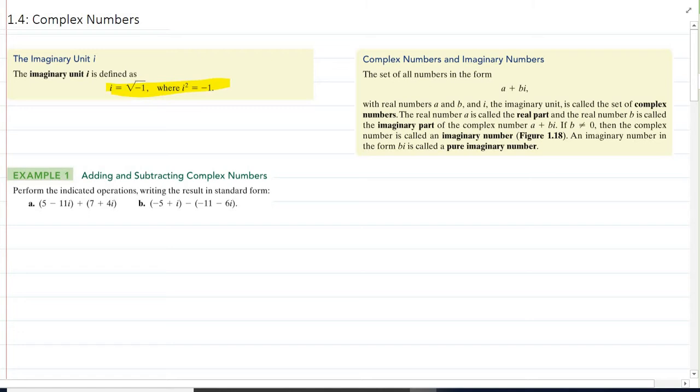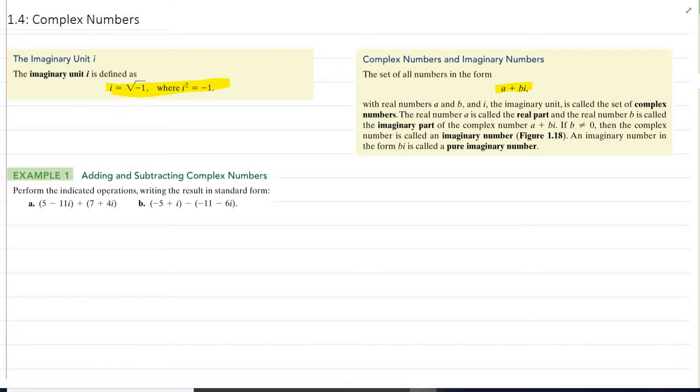Also here we have the complex number definition. So if you have time, you can read this. I'm basically just highlighting this part, and that will be the complex number. We always want to write it in the form a plus bi.